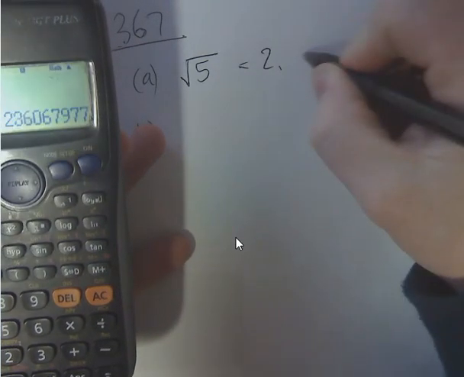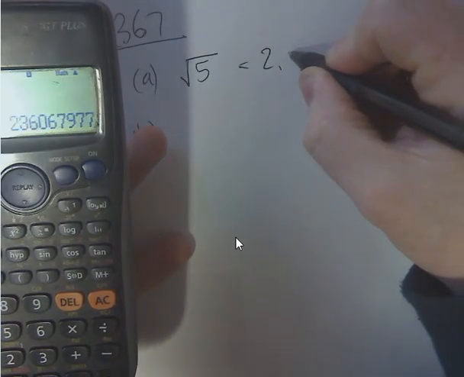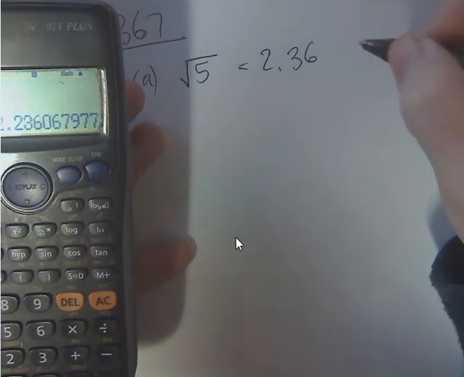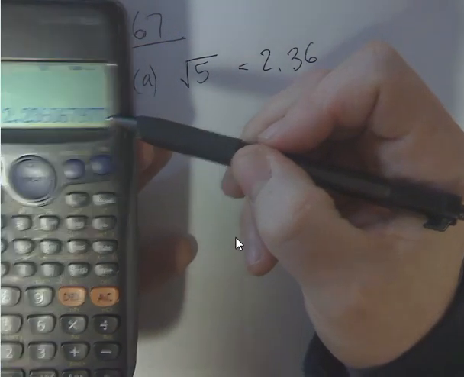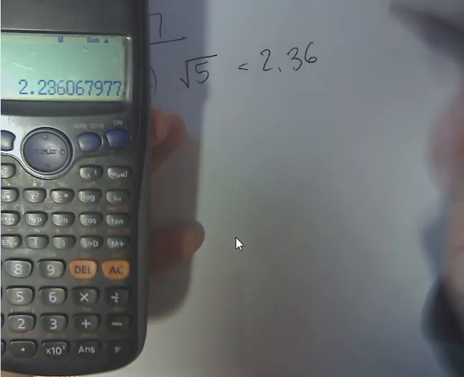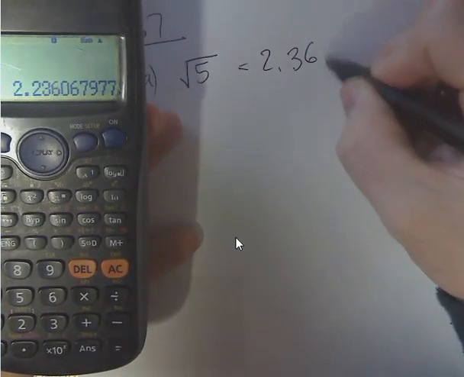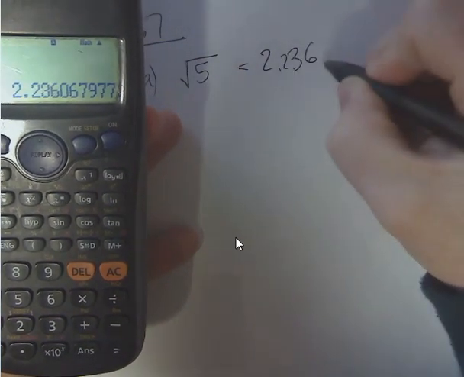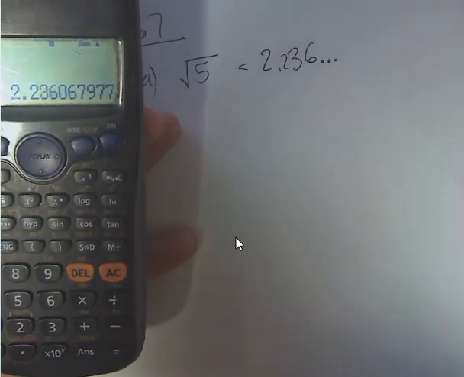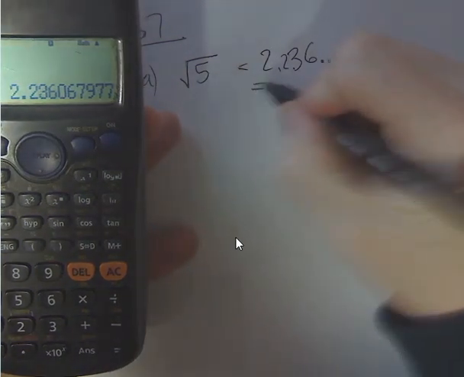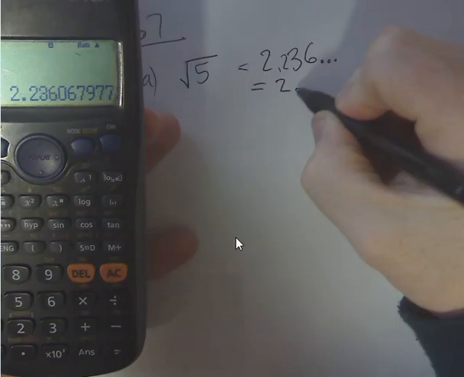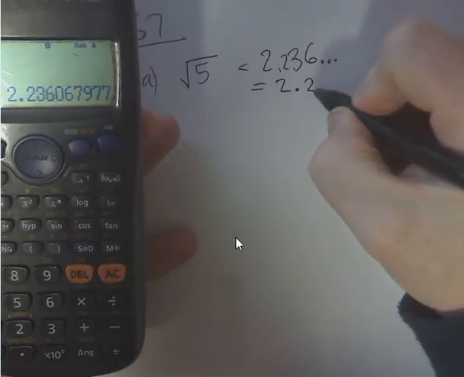Now you can't write that forever, and even this is not the complete answer. The decimals would go on forever. So initially, 2.236, you write a little ellipsis to show that you know that it goes on forever, and then you have to round it.